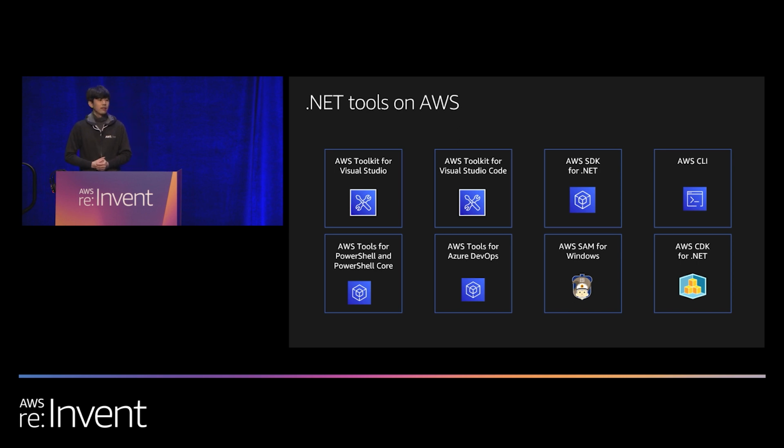We have the SDK for .NET with first-class API support for .NET languages. And using the SDK, you can programmatically drive the APIs on AWS. You can also do that from within the command line using the CLI. And of course, all of this integrates with your PowerShell scripts.